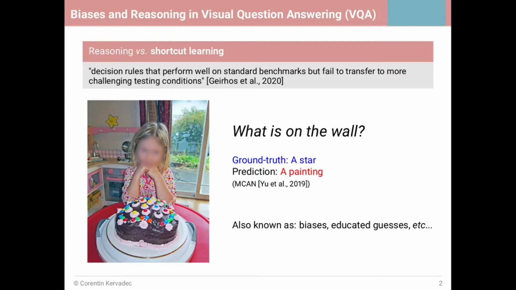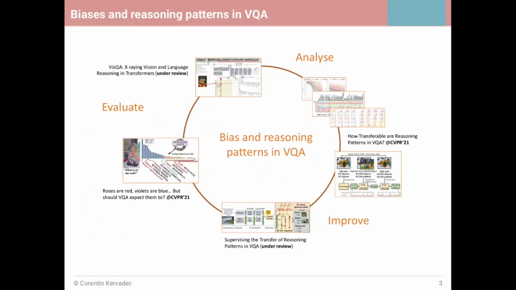In this illustration, the model fails to predict that a star is on the wall because this is an infrequent event. The predicted answer, painting, suggests that the model prefers to provide a frequent answer. I will now introduce some of our work which evaluates, analyzes, and improves VQA models.